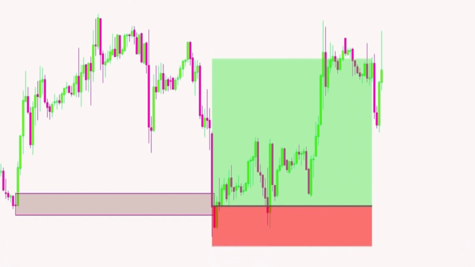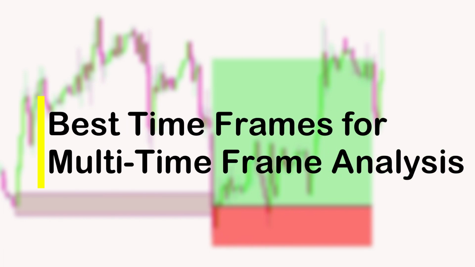The best way to use the multi-time frame analysis is by identifying the supply and demand zones on the higher time frame and then switching over to the lower time frame in order to draw the order blocks for taking entries or exits from the market. Now that we have understood the importance of using the multi-time frame analysis, let us move on to which time frames you should use in order to make up a profitable trade in the market.